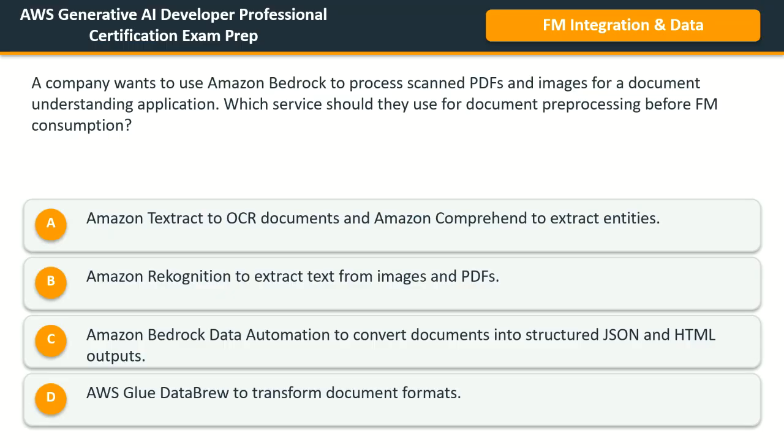DataBrew operates on already structured data. It cannot extract meaning from scanned documents. For document pre-processing in Bedrock-based GenAI systems, OCR extracts text. Data Automation understands documents. The correct answer is C.